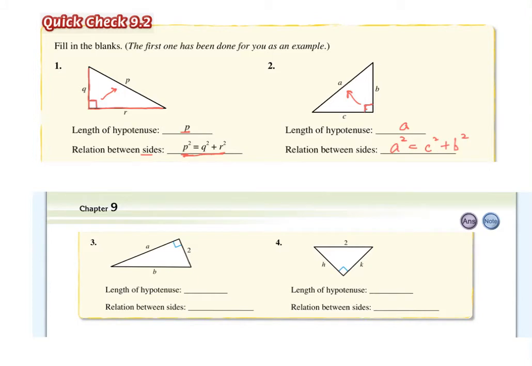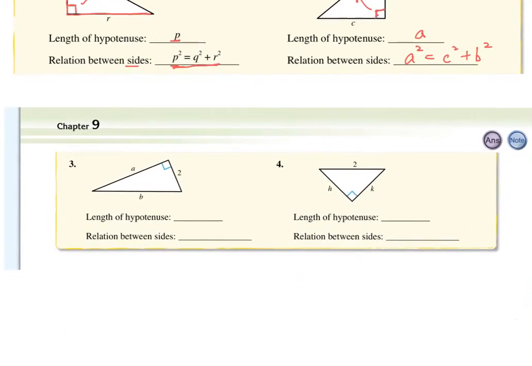Okay, so now we go to number 3. I think it's similar. So for the length of the hypotenuse, the side opposite the right angle, the hypotenuse is B. So the relation between the sides, it's B squared, the hypotenuse, equal to the sum of the squares of the other 2 sides, right? So A square plus 2 square, right?